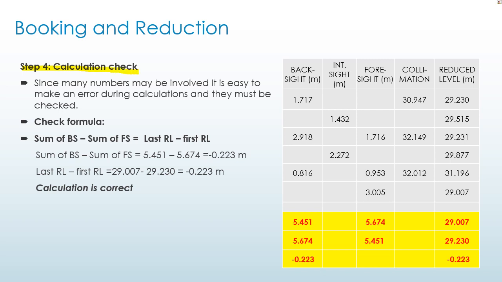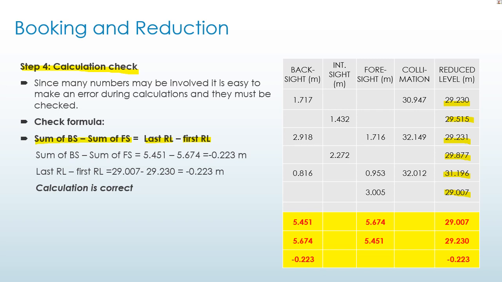Step 4. Calculation check. Once you finish the calculation of the reduced levels for every point of your leveling run, you need to make sure that you have no errors in writing or calculating the collimation line level or the reduced level of those points. That's a very simple check. The steps are: take the sum of the backsight minus the sum of the foresight and compare to the difference between the reduced level of the last point and the first point.